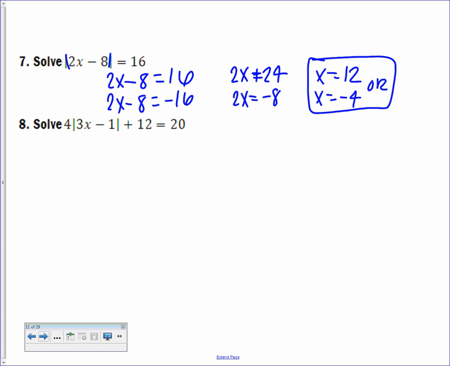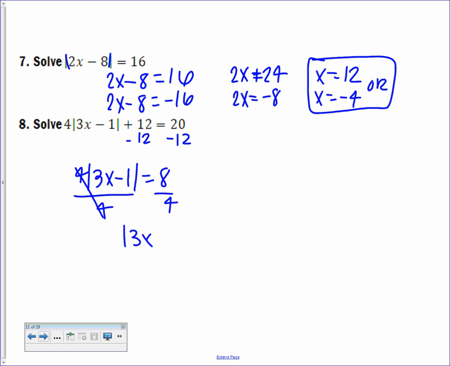Number 8 is not as simple. Okay, this is not the part where you are going to write your 2 equations. First, you need to get the absolute value bars by themselves. So first, I'll subtract 12. So I'll get 4 times the absolute value of 3x minus 1 equals 8. Again, get the absolute value bars by themselves. So divide by 4 first. So I get the absolute value of 3x minus 1 equals 2.